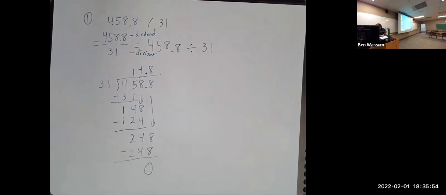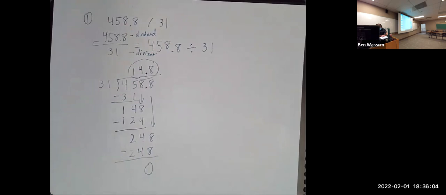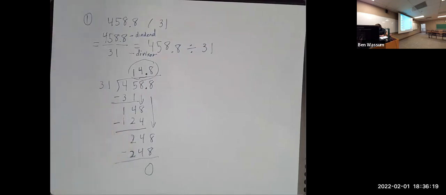So if I put an 8 there, I would take that 8, multiply it by 31, and I get 248, which gives us no remainder. And since we have no remainder and we're doing long division, we are done. We are done. So 458.8 divided by 31 is 14.8. Any questions on this problem? We got a few more long divisions, so if it's just the method, don't worry, you're going to see some more.